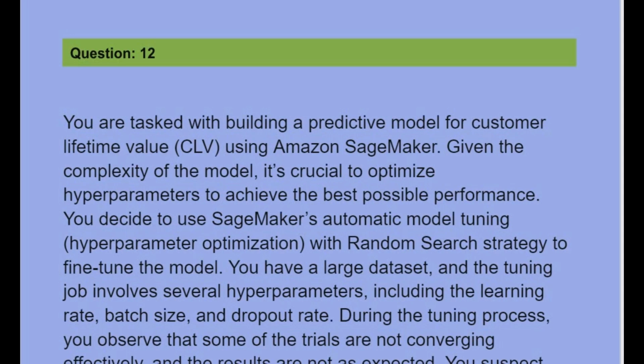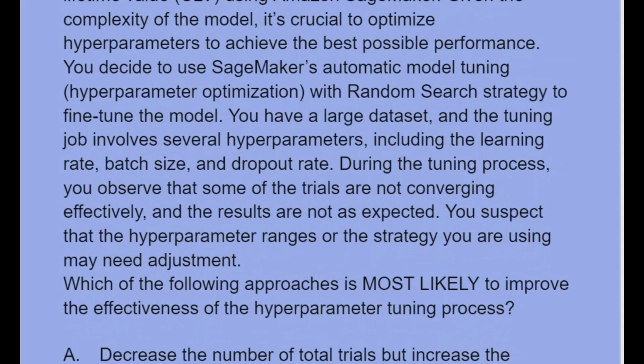You have a large dataset and the tuning job involves several hyperparameters including the learning rate, batch size, and dropout rate. During the tuning process, you observe that some of the trials are not converging effectively and the results are not as expected. You suspect that the hyperparameter ranges or the strategy you are using may need adjustment. Which of the following approaches is most likely to improve the effectiveness of the hyperparameter tuning process?